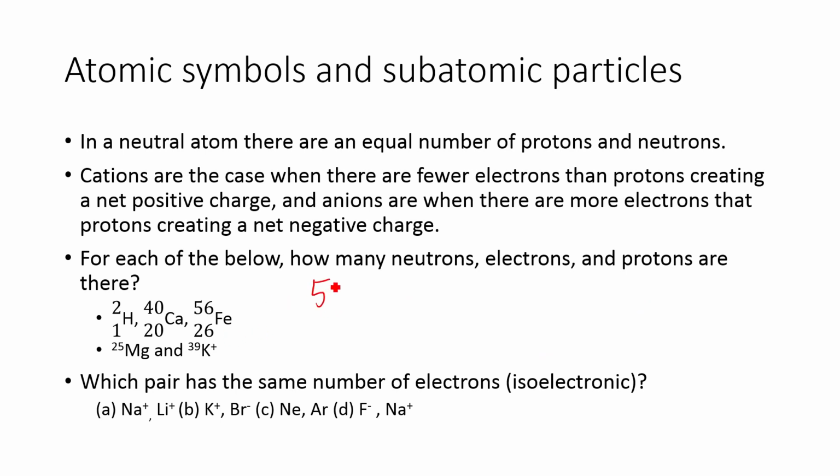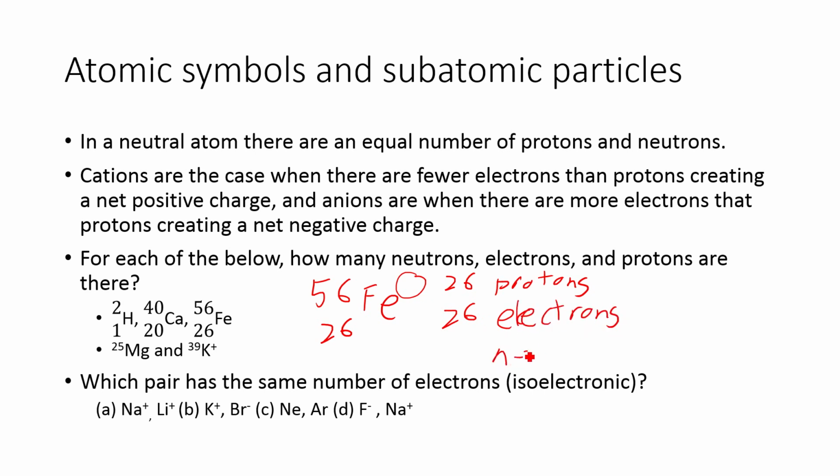So here we have iron-56. Because there's 26 in the corner, we know we have 26 protons. We also know, because it's neutral, there's nothing in the upper right, we have 26 electrons. We then need to find the number of neutrons, which is going to be equal to our mass number of 56 minus our 26 protons. In this case, we have 30 neutrons.